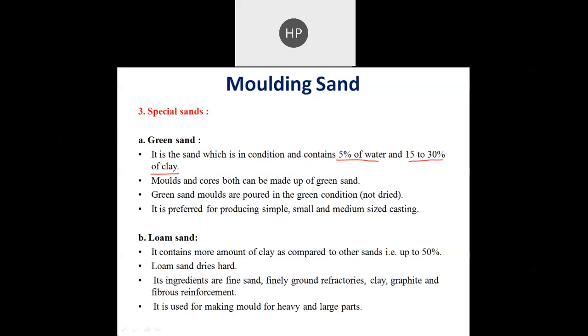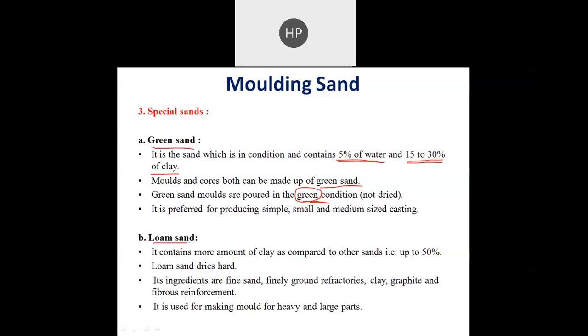Molds and cores both can be made by using green sand. And green sand molds are poured in a green condition. Green means it is in a wet condition, it is not in a dry condition, and it is preferred for producing simple, small and medium sized casting. So we can consider the sand a green sand if it contains around 15 to 30% clay and 5% of water.